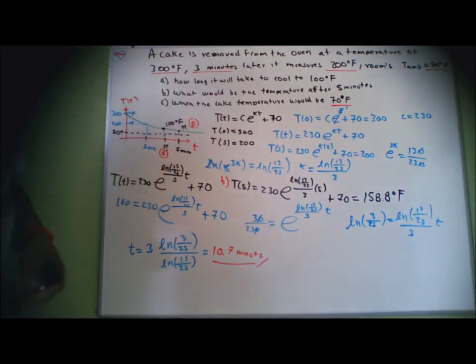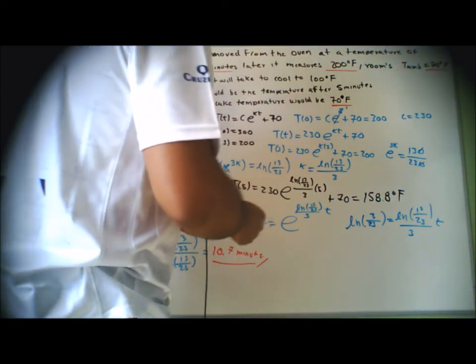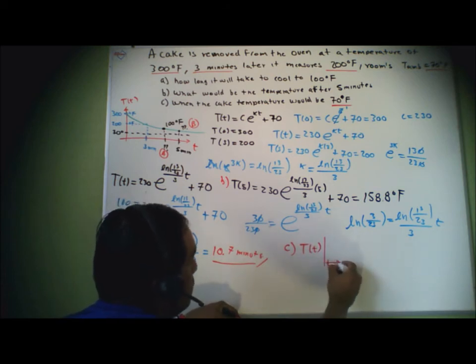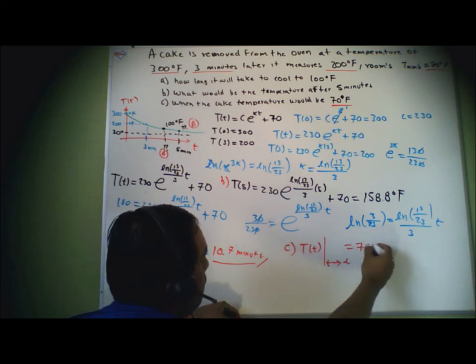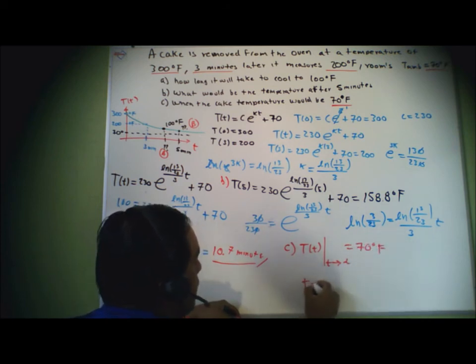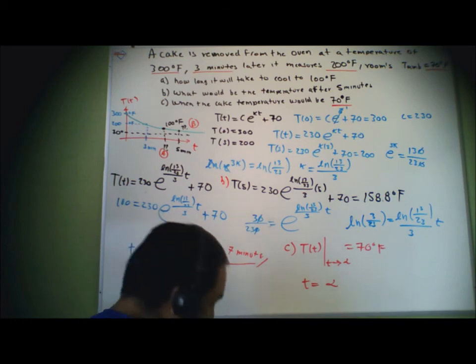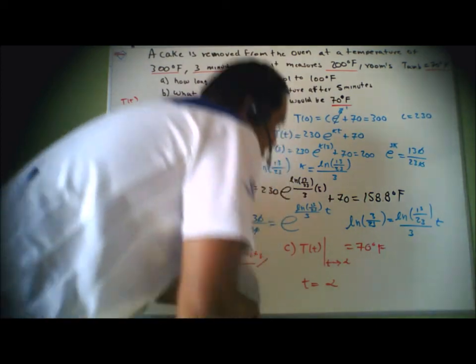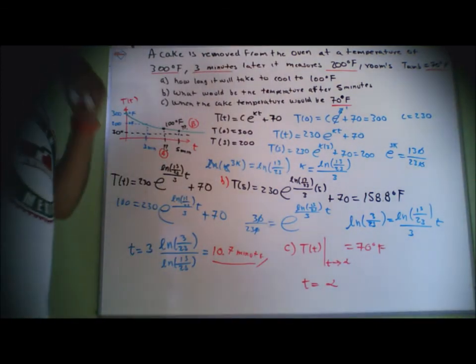The time to get to 70 degrees is at infinity, because the ambient temperature is an asymptote. So the answer for part C is that the temperature T, when t tends to infinity, is equal to 70 degrees Fahrenheit. So the answer is t equals infinity. You would need to wait years for the temperature to get to 70 degrees.